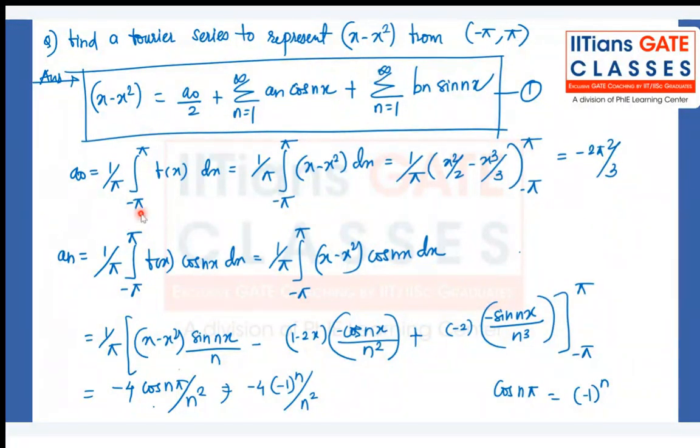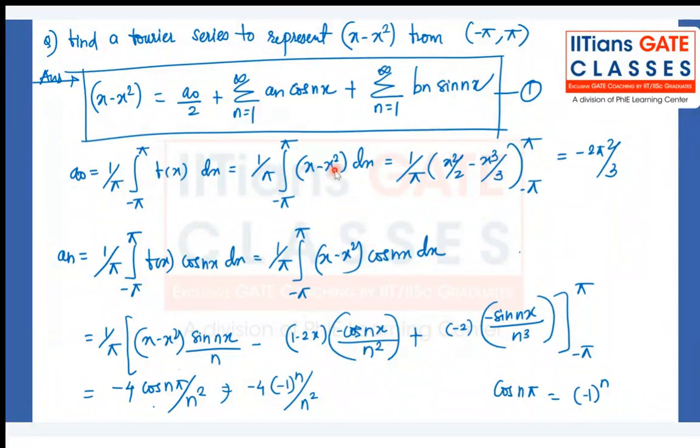A0 is 1 upon pi integration minus pi to pi f of x. Okay, look at the given function. You cannot say it is odd or even, because x is an odd function, x square is an even function, and they are in subtraction. If you consider x and x square separately, that's fine. You can say one is odd and another one is even. But as a whole, x minus x square, you cannot comment whether it's odd or even. So that is why we have to calculate A0, An and Bn by direct integration.